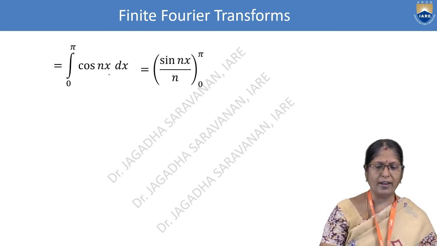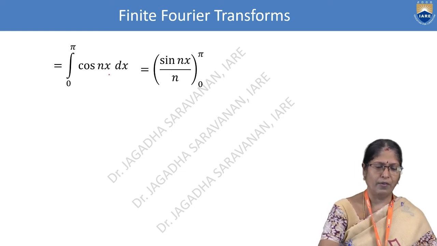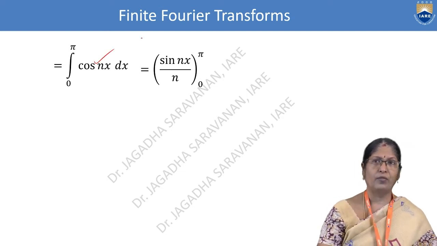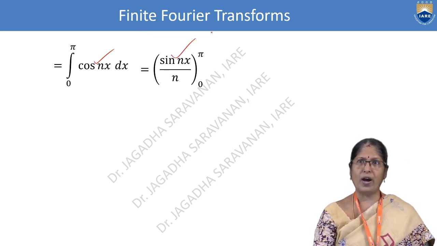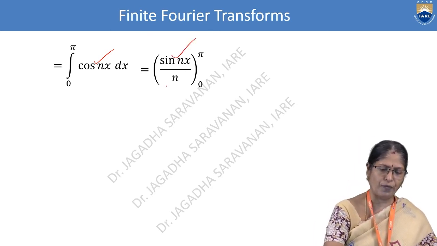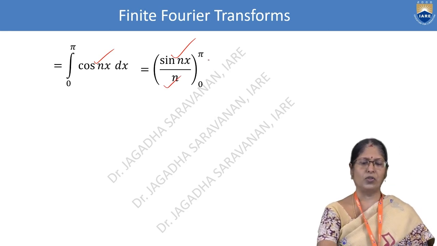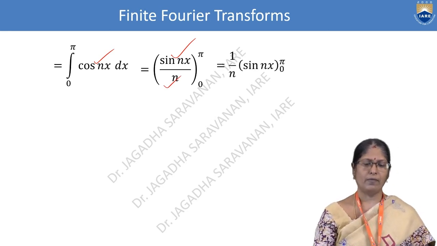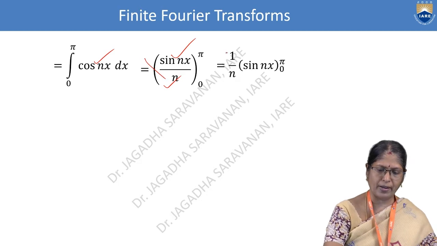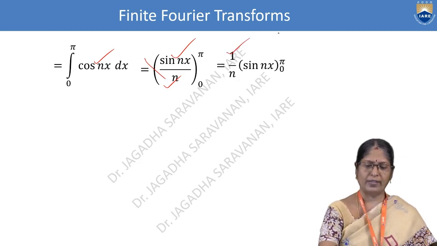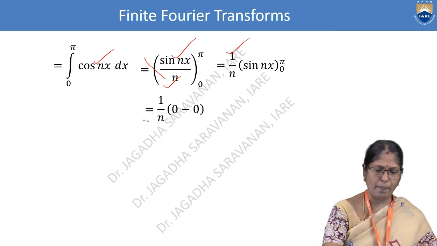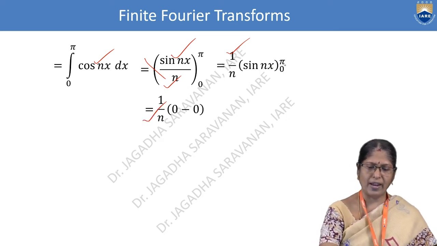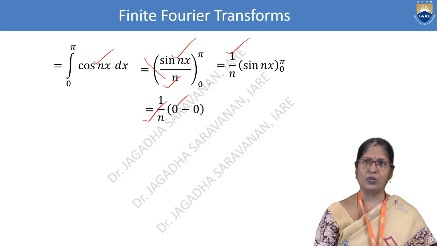Now we do the integration of cos nx: the integral is sin nx divided by the x coefficient, which is n, from 0 to pi. This 1 by pi has been taken out. Sin nx from 0 to pi. Now 1 by pi, sin n pi, the value is 0.